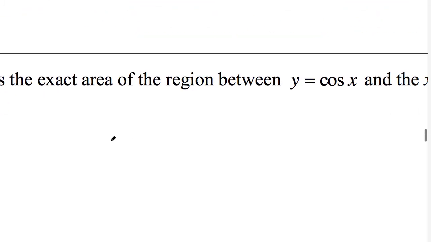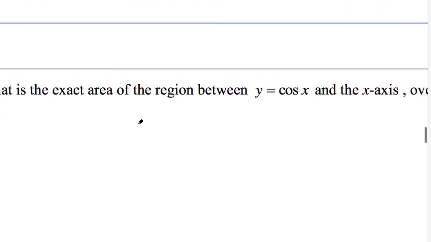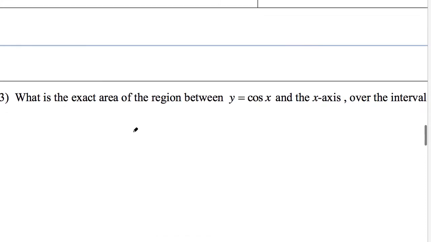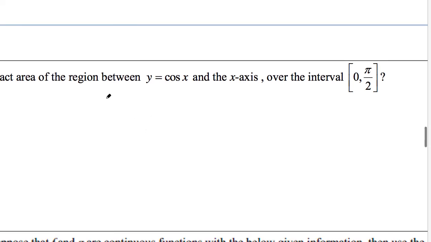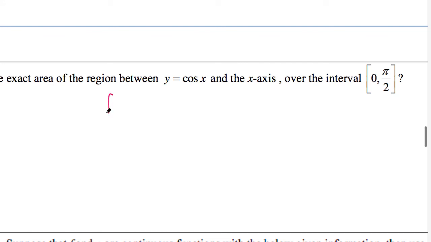And moving on. What is the exact area of the region between y equals cosine of x and the x-axis over the interval 0 to pi over 2? So let me change colors again. Here we are again looking for the integral, I guess we'll write it right here in the middle. The integral from 0 to pi over 2, which is my interval, of this function, cosine of x dx.